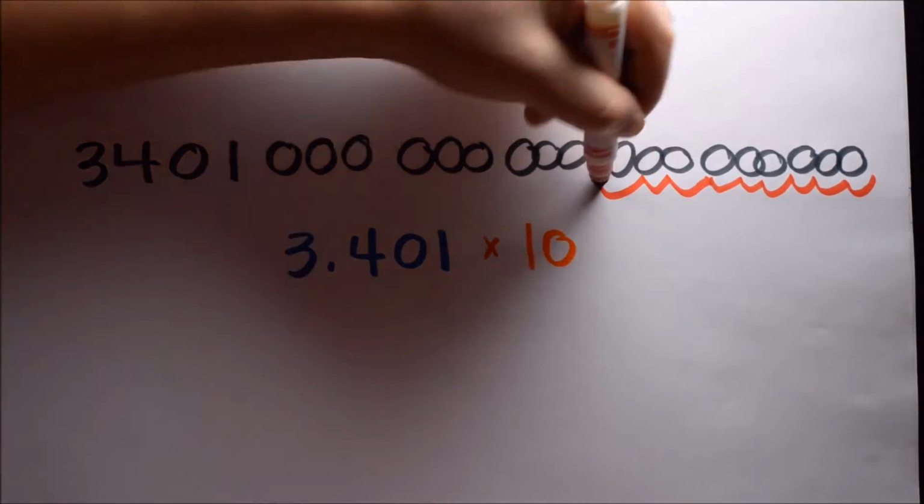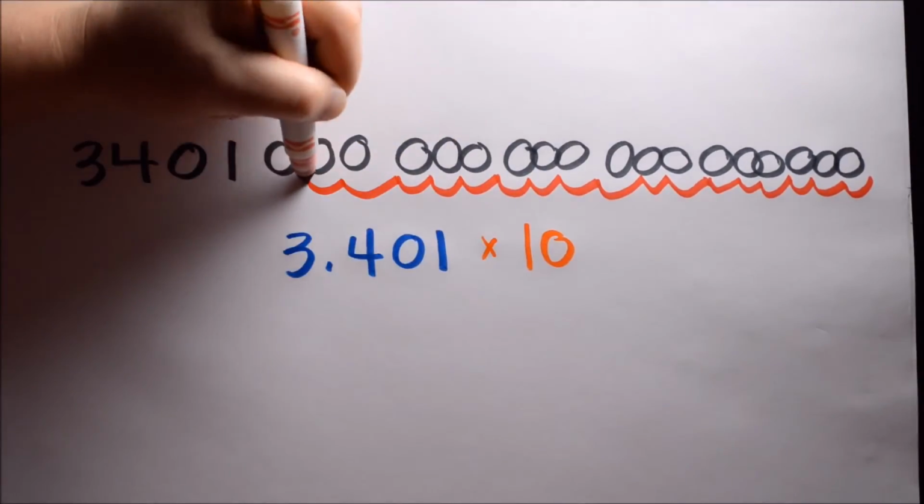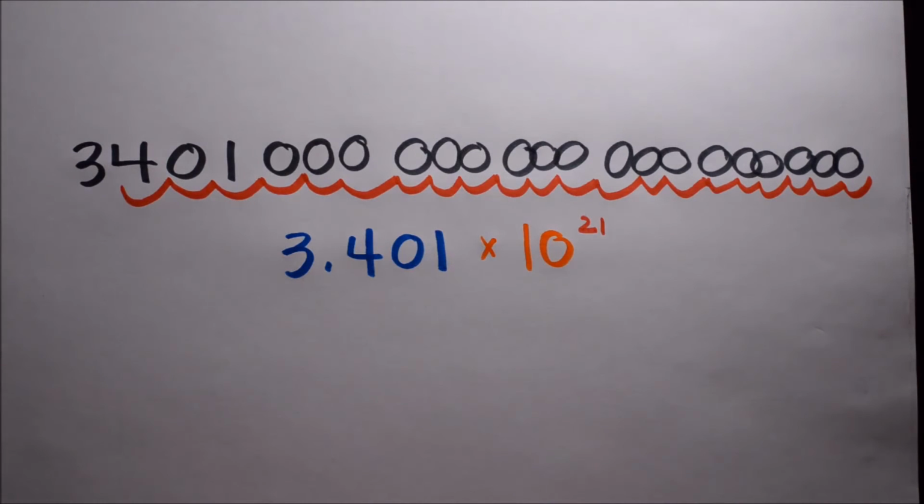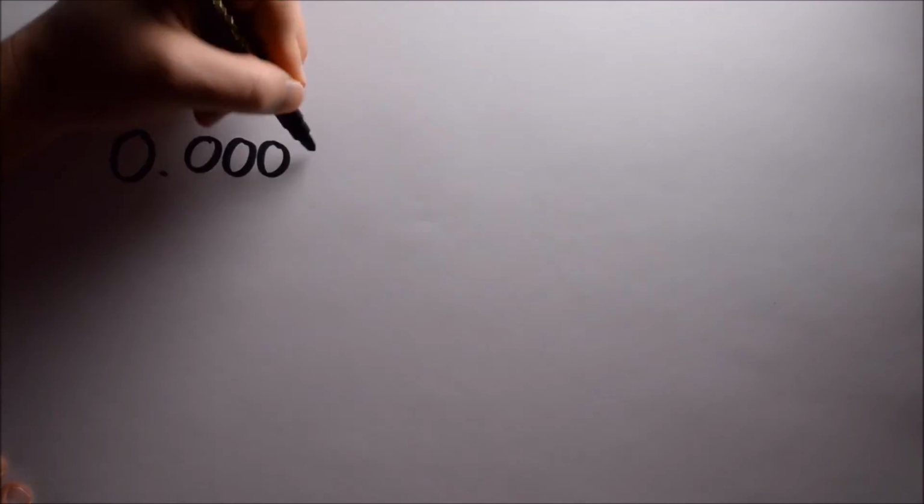Now comes the fun part, and I count all the zeros from the end all the way up to see how far that decimal place will have to move. Turns out it's 21. Now let's look at a really small number.